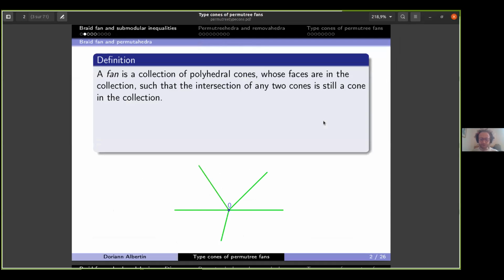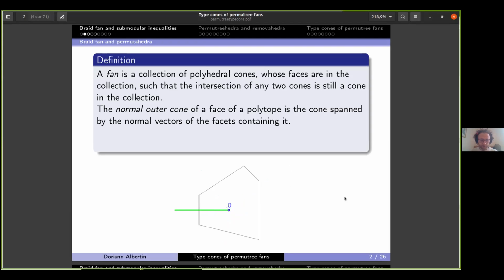So a fan is classically defined as a collection of cones that fit together nicely. Here's an example of a fan with one zero-dimensional cone in the middle, 5 one-dimensional cones that we call rays arranged around this, and 5 two-dimensional cones.